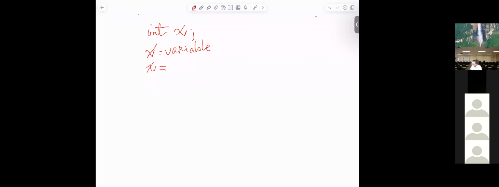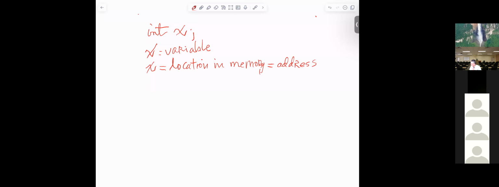Okay, now, if we're talking about hardware, there will be a memory location in memory. Or we say that will be an address.